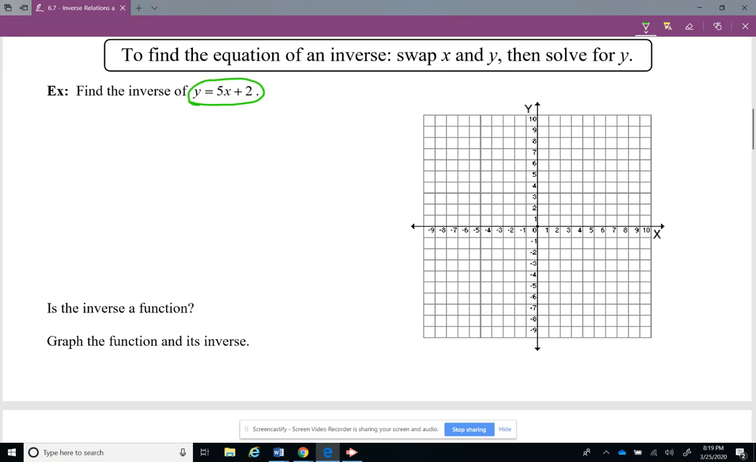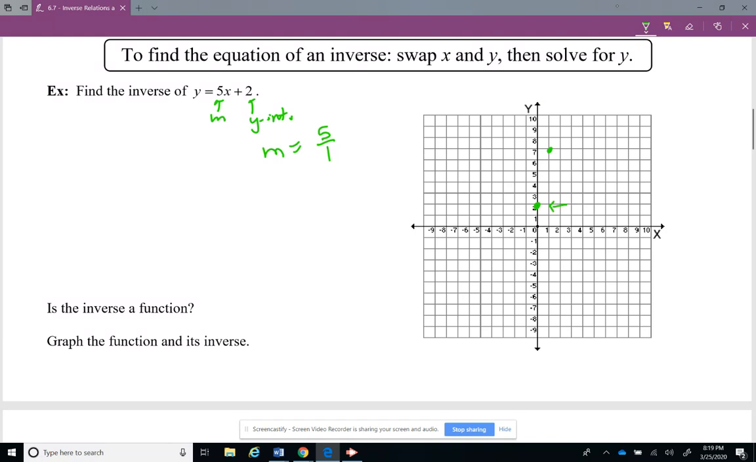Find the inverse of y equals 5x plus 2. Before we do that, let's graph that, okay? So remember, this is your slope, and this is your y-intercept. So you plot your y-intercept first, 2 on the y-axis. Your slope is 5, but you might want to put 5 over 1 to help you. You're going to rise 5 and run 1 to the right.